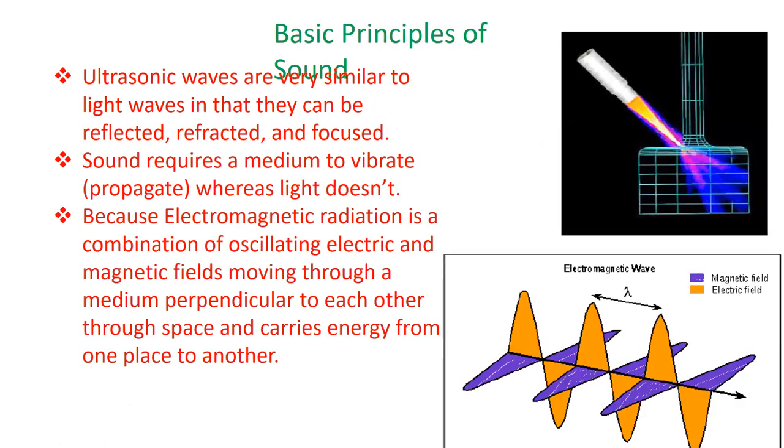Ultrasonic waves are very similar to light waves in that they can be reflected, refracted, and focused. Sound requires a medium to vibrate, whereas light doesn't need a medium, because electromagnetic radiation is a combination of oscillating electric and magnetic fields moving perpendicular to each other through space and carries energy from one place to another.